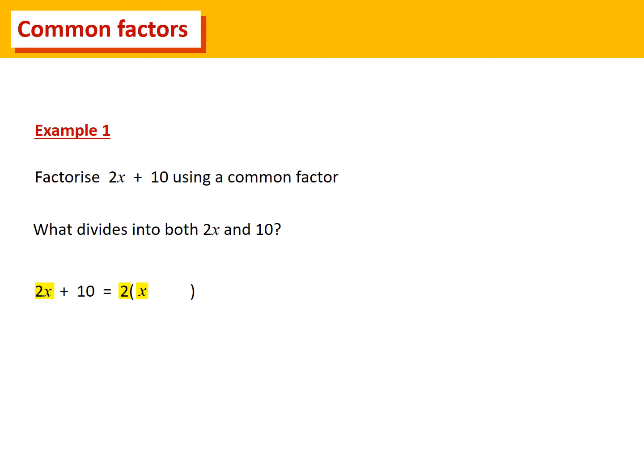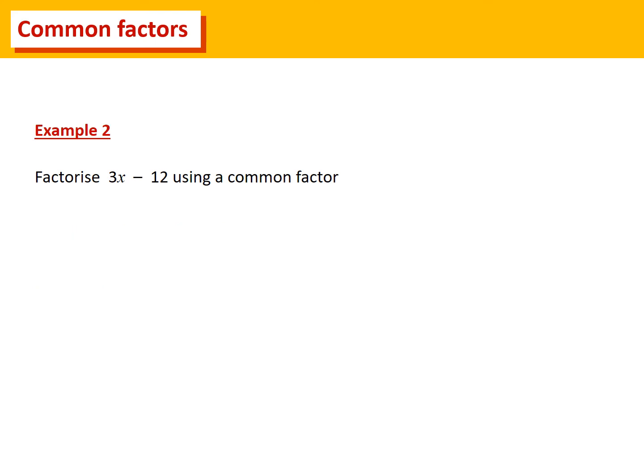Then in the bracket, what should go there? Well, if we look at our expression, it's a plus sign, so we put a plus sign in the bracket. And then we ask ourselves, 2 times something has to give us 10. What must the something be? It has to be 5. Therefore, 2x plus 10 can be written as 2 brackets x plus 5, because the 2 brackets means 2 lots of, or 2 times, x plus 5.